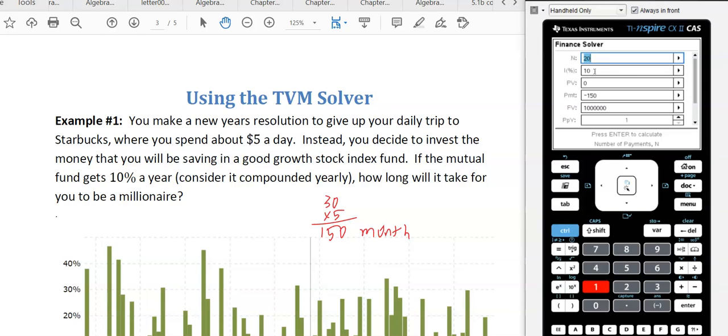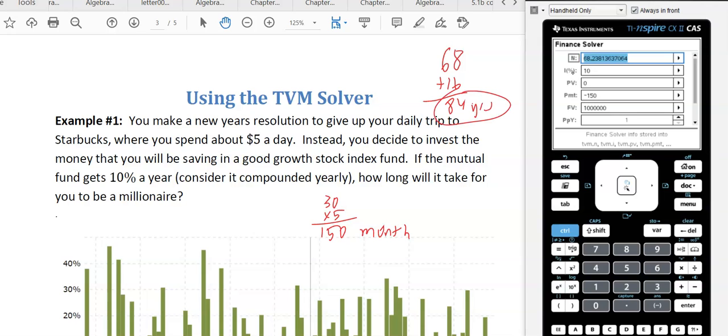And so N is going to be what we're solving for, right? So we're going to press enter. In 68 years, we will be a millionaire saving $5 a day. So if you're 16 right now, wow, 68 plus 16 is 84. When you're 84 years old, you're a millionaire.